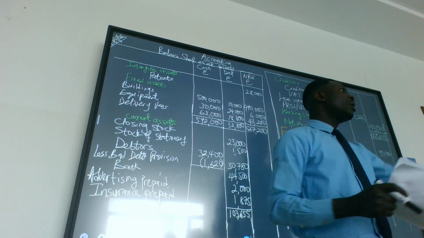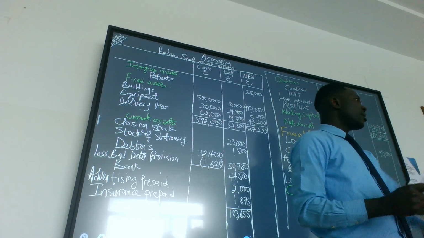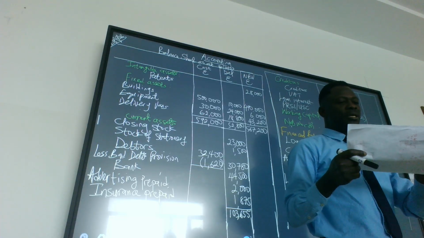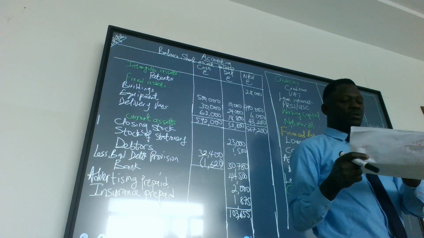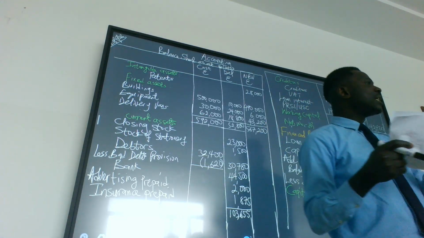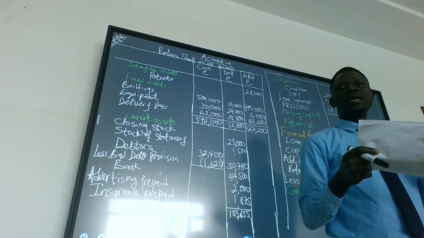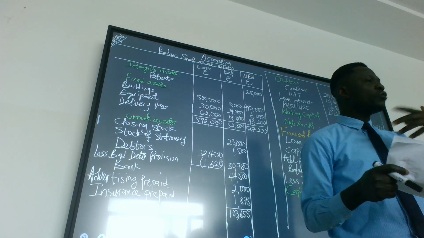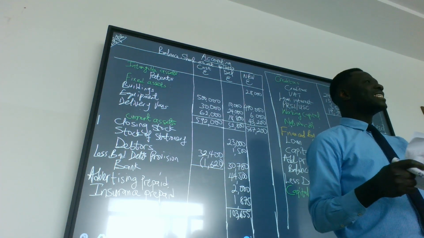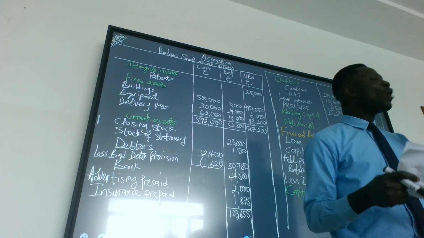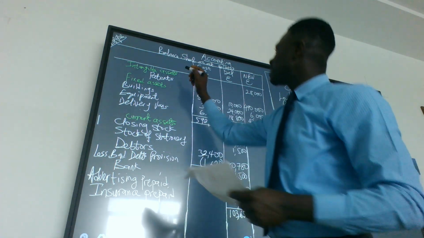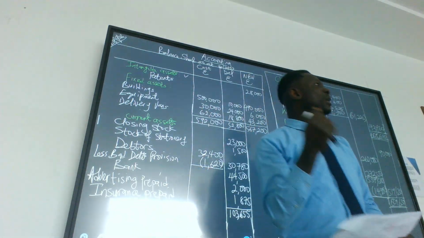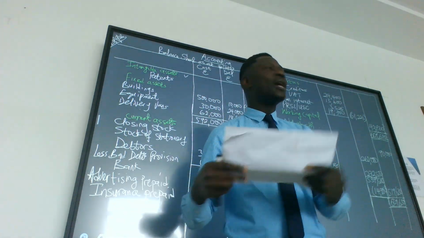Please open it. Patents, 28,000. You find it there? Patents is more like your intellect, your own idea that you have protected. So it's an intangible asset. It's an intangible asset because it has value, but you cannot touch it.